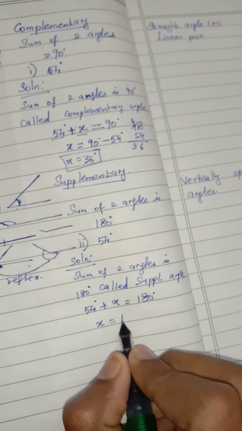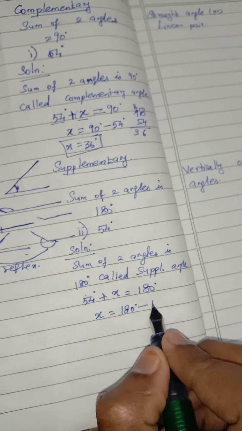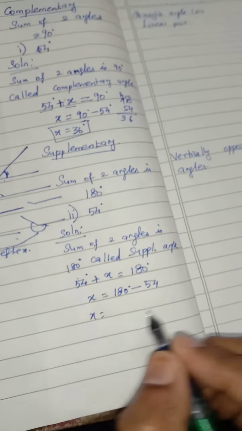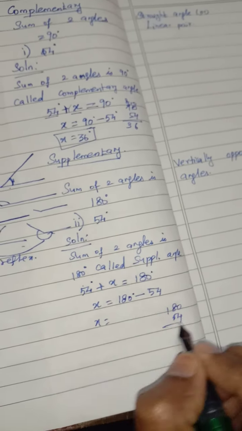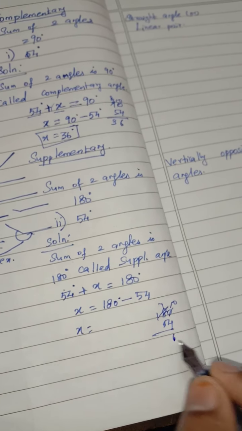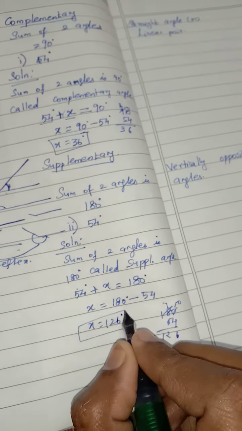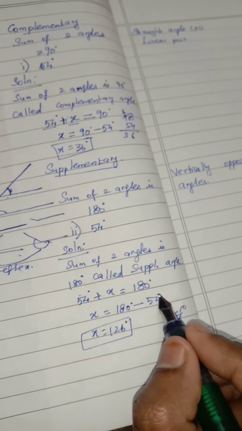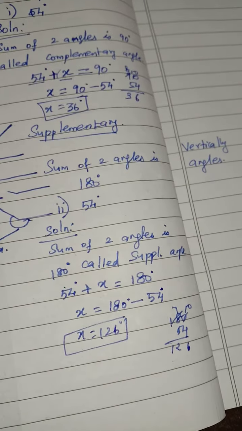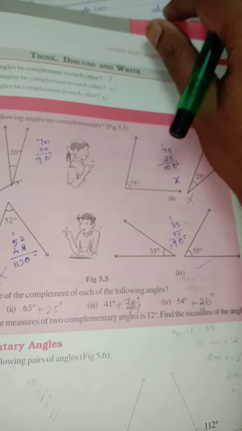So as usual, keep x as it is, 180 also keep as it is. Transpose this 54 to this side, minus 54. So subtract 180 minus 54. 7, 10, 10 minus 4 is 6, 7 minus 5 is 2 and 1. So 126 degrees. Therefore the supplementary angle for 54 is 126 degrees. Like this only you want to answer. See, you have more questions in your 7th standard book.